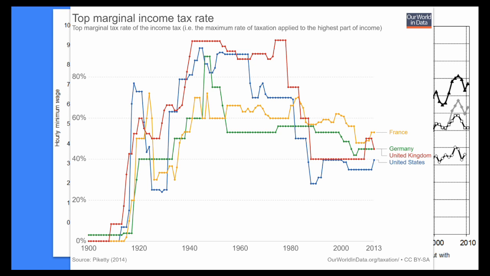So what you're looking at here is the top marginal income tax rate. This is the top rate that any person in this country, or in the countries being observed, would face if they made the most amount of income that would reach that top rate. So it could vary, but based on the mobility data that we saw previously, there are very few people in the United States who would really have to worry about this very top rate.